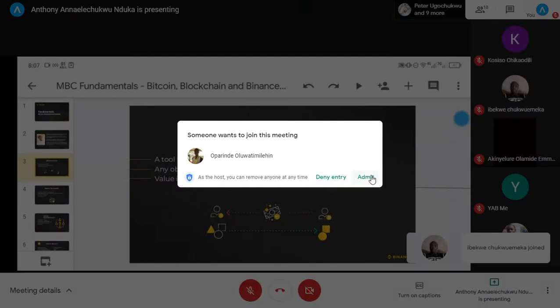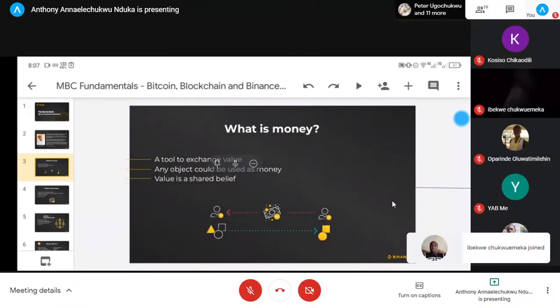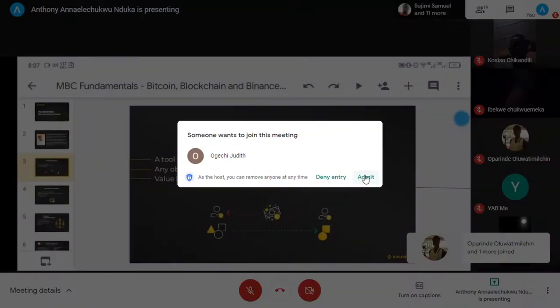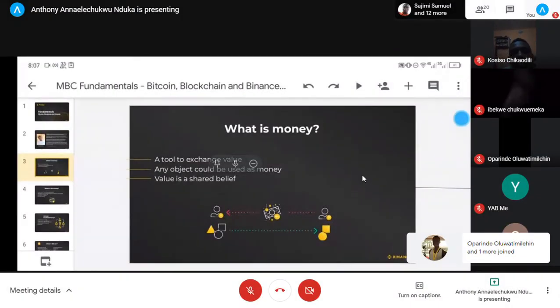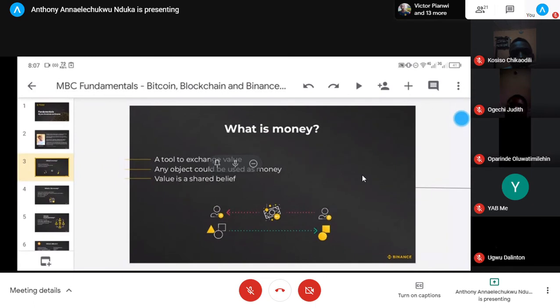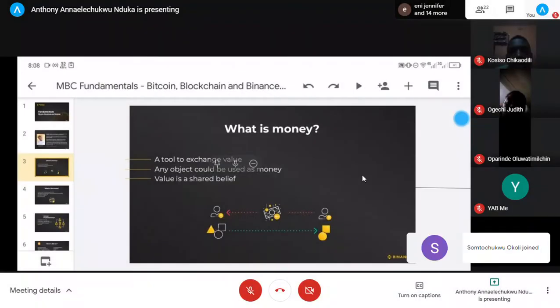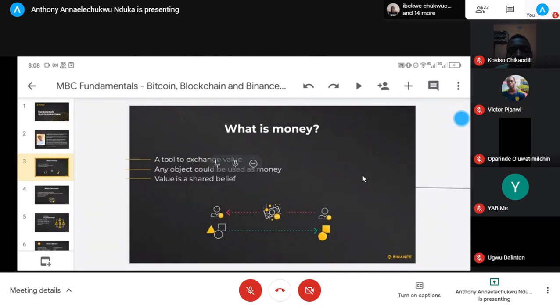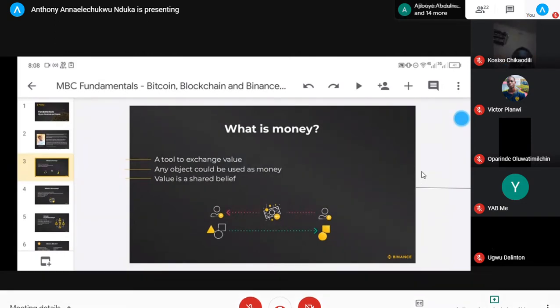Now, money as a shared belief is when you have something with you, and you bring it out to the public, and the public accepts it. That is when you know it is a shared belief. It means that the public can accept it, can receive it, can make use of it in exchange for something that is valuable.